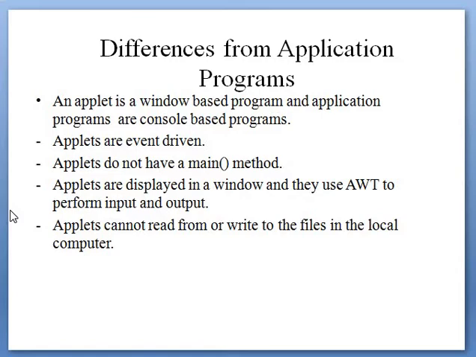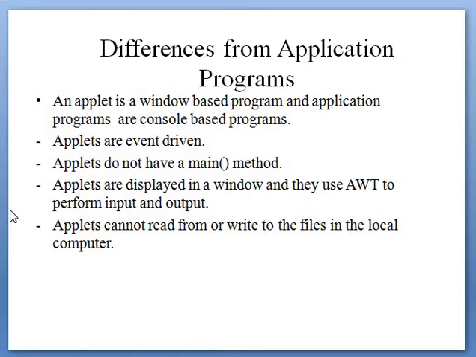Here the features of applets are described. An applet is a window based program and application programs are console based programs. Applets are event driven. Applets do not have a main method. Applets are displayed in a window and they use AWT to perform input and output. An applet cannot read from or write to the files on the local computer.